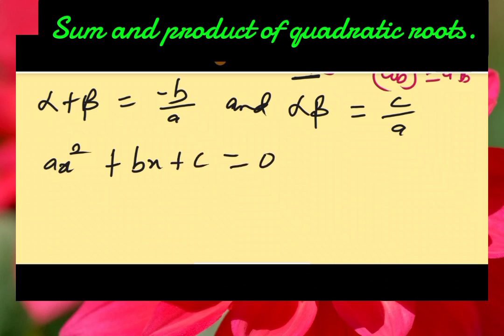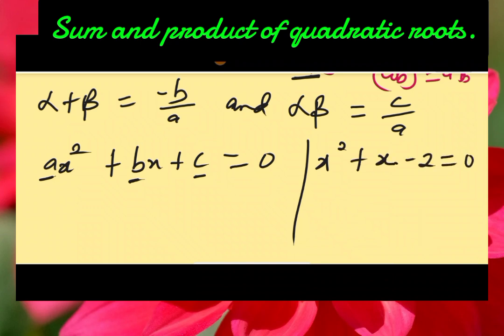So a is always the coefficient of the unknown with the highest power. Good. And b is the coefficient of the unknown with the power of 1. And c is what? Constant. Now go to the given equation. The given equation is what? x squared plus x minus 2 is equal to 0.